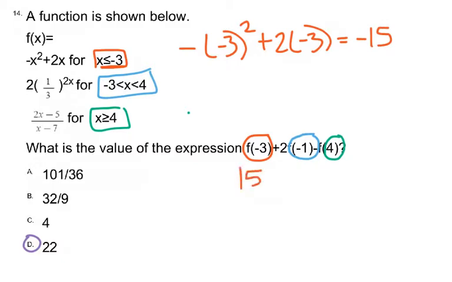Okay, so for the first one, we got -15 plus 2 times. So for f of -1, I circled it in blue. That falls into the second category because -1 is between -3 and 4. So I'm going to plug this in.